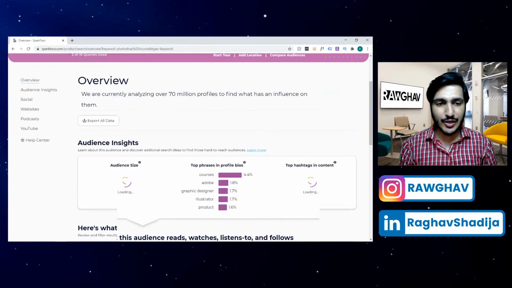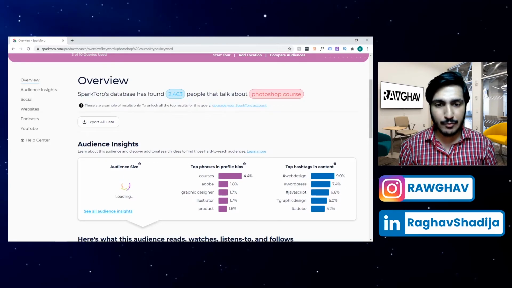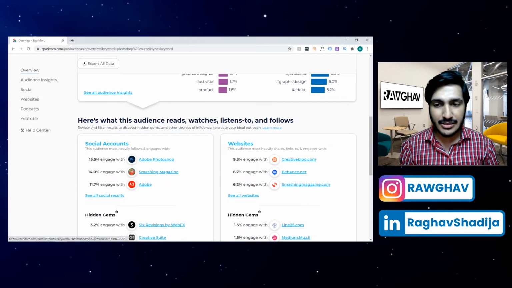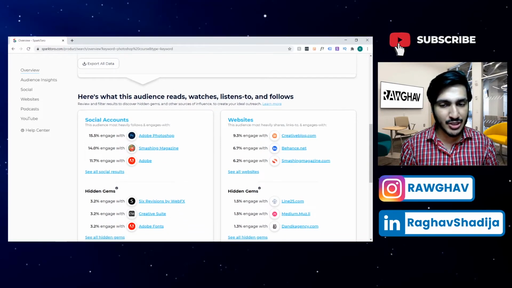So this will actually give you all the insights that they probably are using on their profile bios, the hashtags in the content that they are likely following, and the audience size that is currently large. These people follow the social media accounts of obviously Adobe Photoshop, Smashing Magazine, Adobe. The websites that they engage with are over here. You can obviously look at all the websites. It is going to give you a larger view.